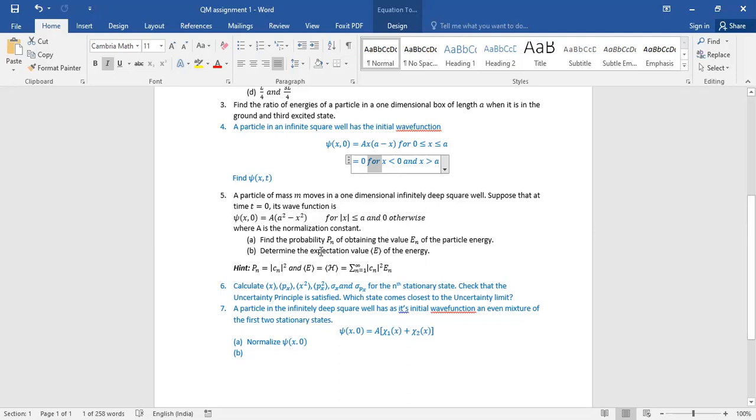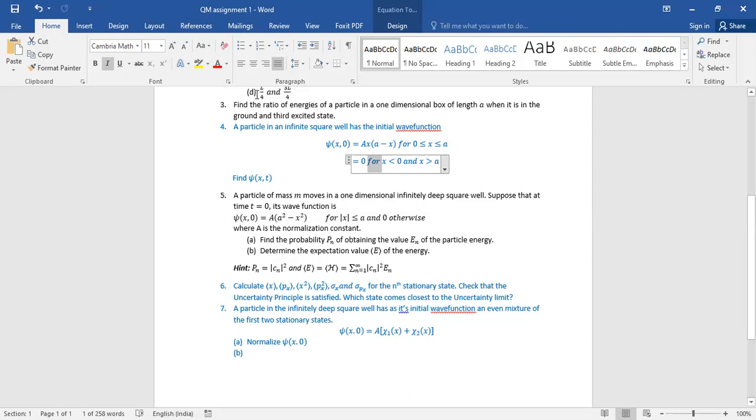So what does it basically ask over here? What is the probability Pn of obtaining the value En of the particle energy? Now how will you go about doing this? I'm going to leave you to do this problem, but nonetheless we will just discuss it briefly once and we will go ahead with it.